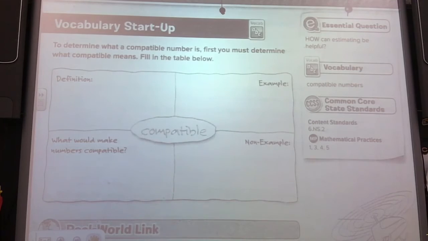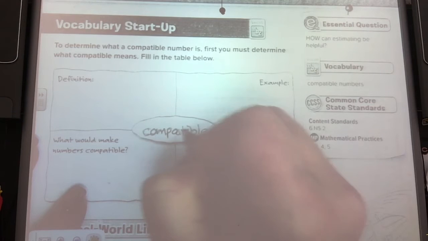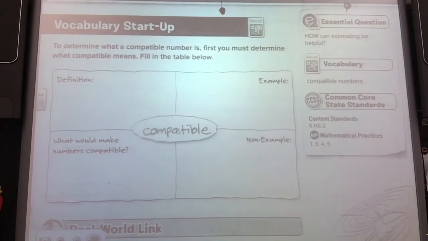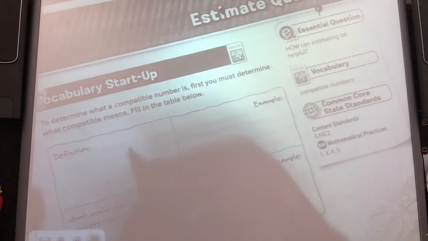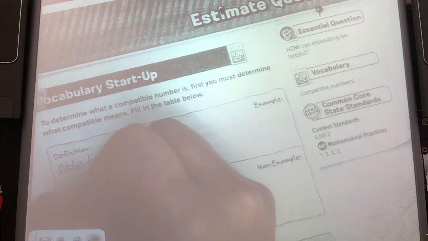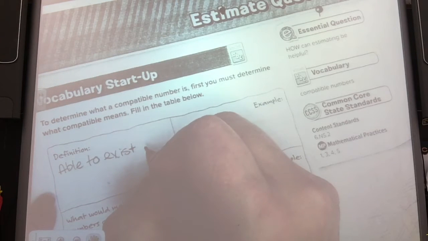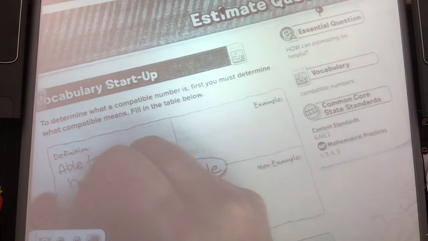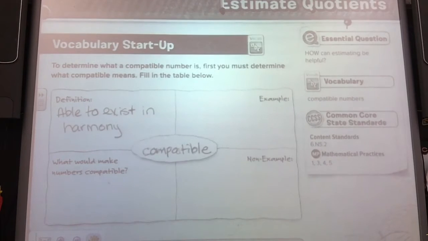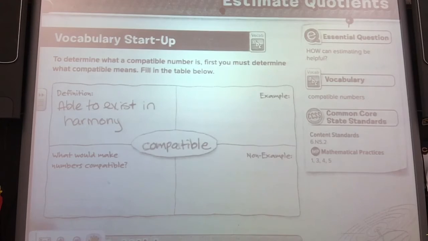The word that they give us today is compatible. I love compatible. It's such a nice word. What does compatible mean? If two people are compatible, I have to write sideways, sorry. They are able to exist in harmony. Oh, isn't that nice? Two people who are compatible usually date each other. Why? Because they can exist in harmony. They don't fight and bicker and be grumpy.